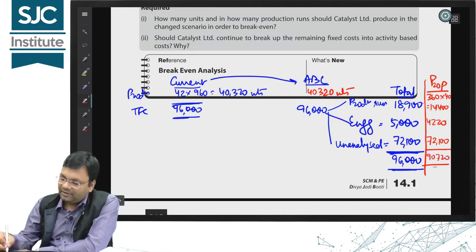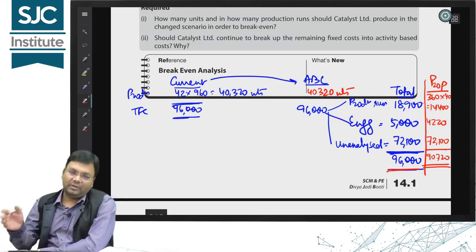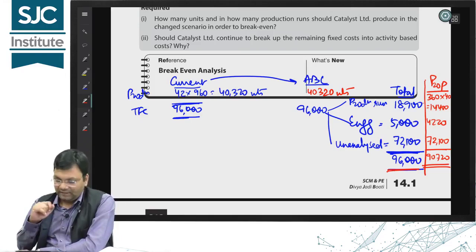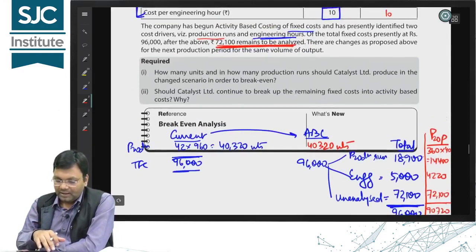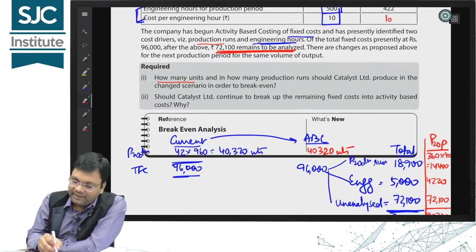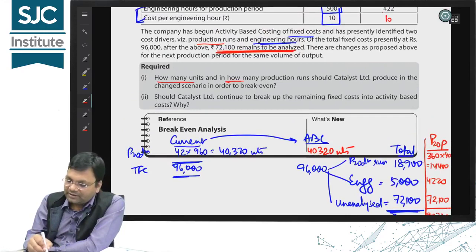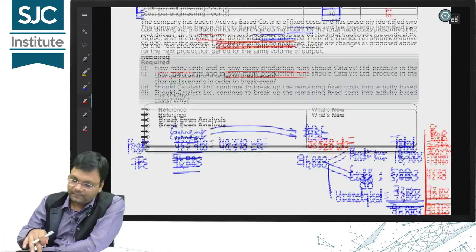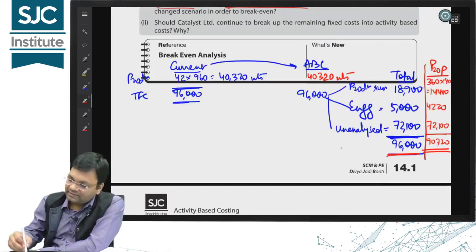So what happened because of ABC? You could reduce your activity wise cost, and that's how in long term you must have saved your total fixed cost. So question is asking how many units and in how many production runs should Catalyst Limited produce in changed scenario in order to break even. You have to find break even for this new scenario. So in new scenario, your total fixed cost is known. Contribution per unit is also known, which is 5 rupees.